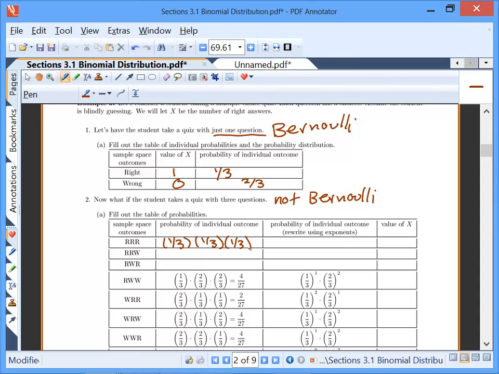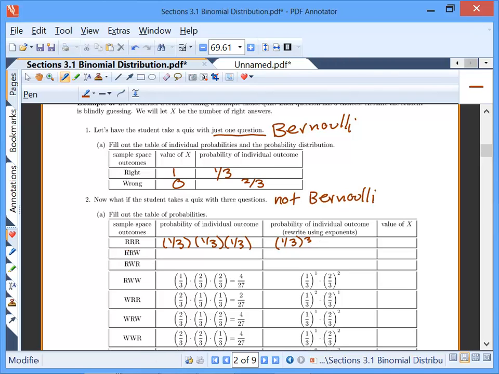So 1 out of 27. How could I rewrite this using exponents? That is 1/3 to the power of 3. Okay. And my value, well, we can do that in a minute, I guess.